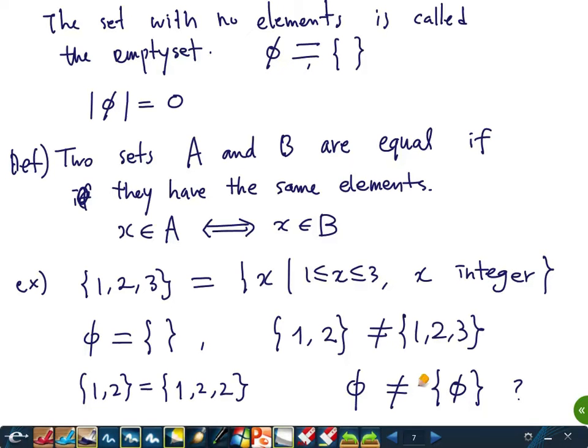Okay. So the question was, what is the cardinality of this set? Oh, I think that's a very good question. Cardinality of this set is the number of elements, but we don't count the multiplicities. There are only 2 elements, 1 and 2. So the cardinality of this set is 2. All right? Also here, if 2 sets are equal, then they must have the same cardinality, right?